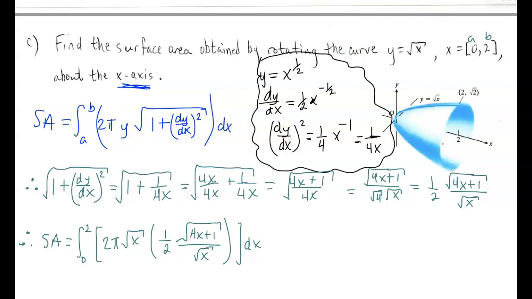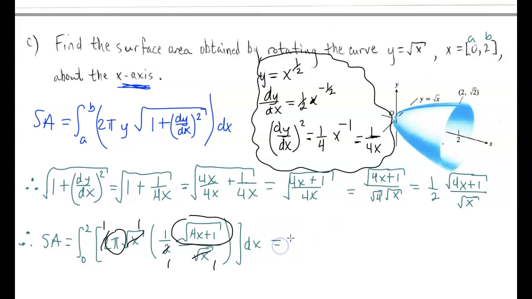All right, let's go back to this color here. Now we know that this square root of x and that square root of x will reduce to 1, and this 2 here and that 2 there will also reduce to 1. What we have left is just this pi and this square root of 4x plus 1. So that is what we are going to write here.